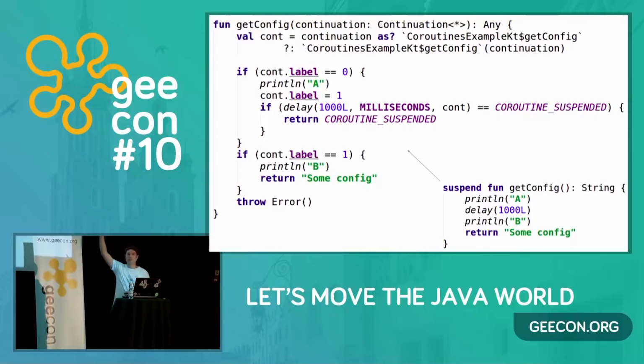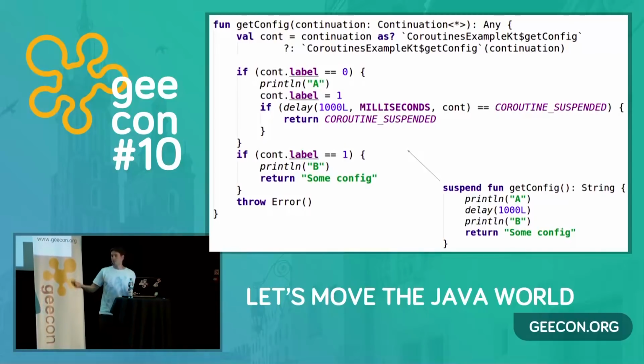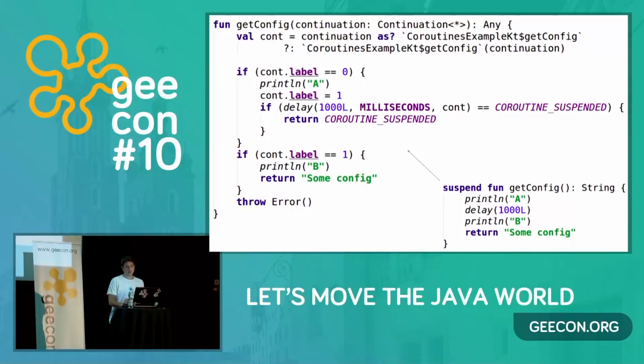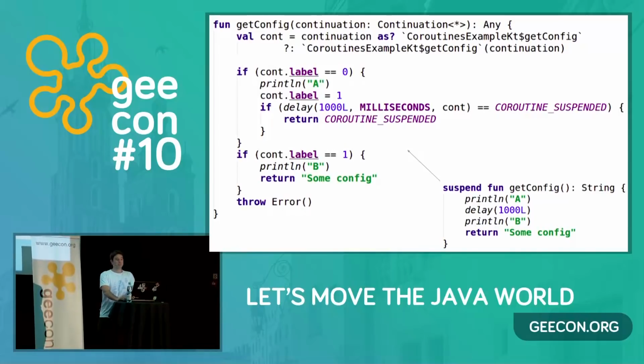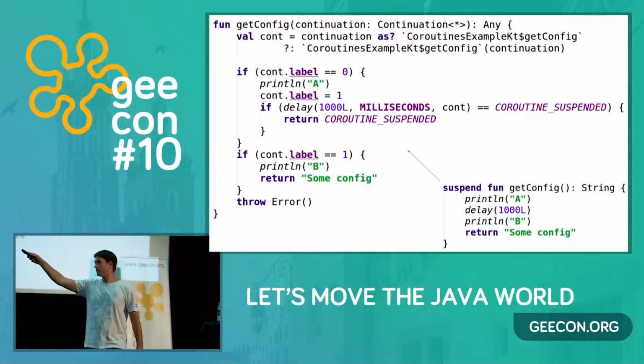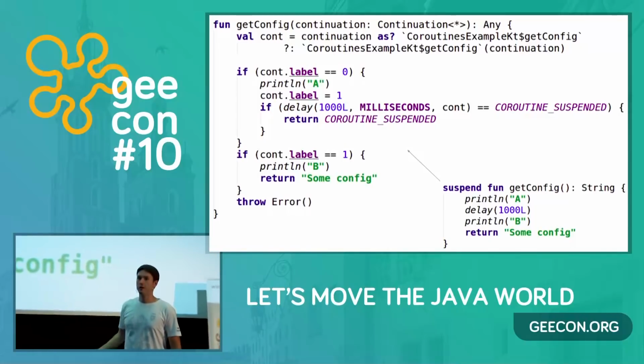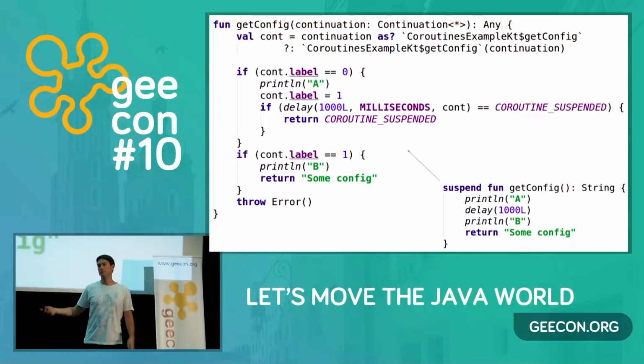And one more thing, this suspending function does not return string. It returns Any. It is because it can either return a string or it can return a special pointer, COROUTINE_SUSPENDED. So it returns this pointer once it is suspended. So we call our delay, and delay, the same, can either return Unit or COROUTINE_SUSPENDED. If it returns Unit, it means it didn't suspend the coroutine. So in such a case, we would continue to the second state, we have label equal to 1, so we print B and return from the function. This function wasn't suspended.